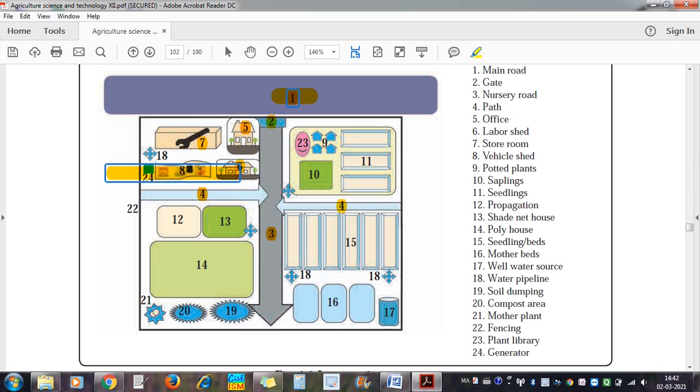Then on this side, this is number 9, where potted plants are kept. At number 10, seedlings or saplings are kept. Here also at 11, seedlings are kept. Then come to 12, another plot. Here propagation is done by budding, grafting, layering and other methods. Then here there is a shade net house.